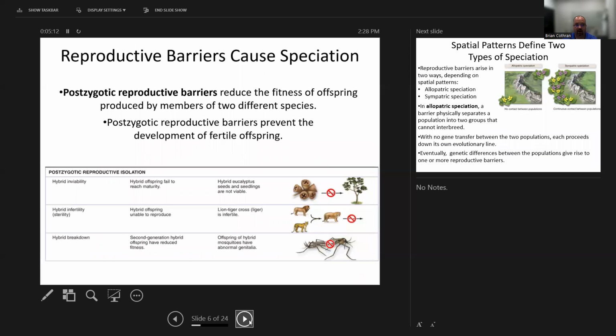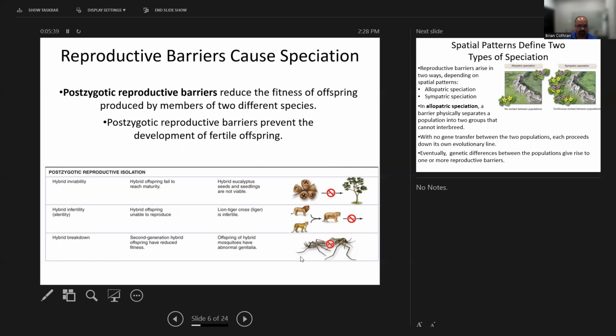Postzygotic reduces the fitness of offspring produced by members of two different species. So this prevents the development of fertile offspring. So hybrid inviability, it's a hard word to say, is where a hybrid offspring fails to reach maturity, and meaning that the crossbred will not breed with the other, maybe the parent, something like that. It's its own species at that point.